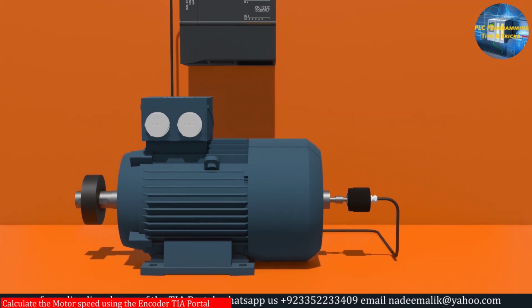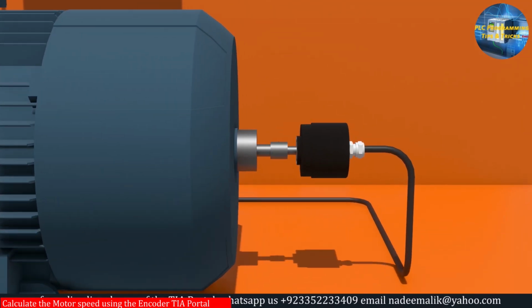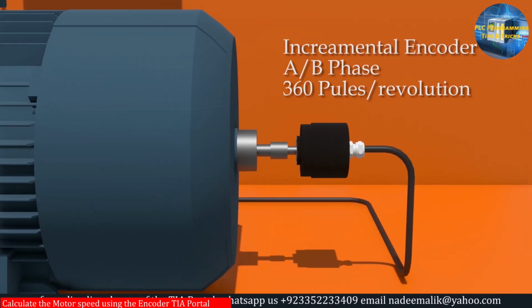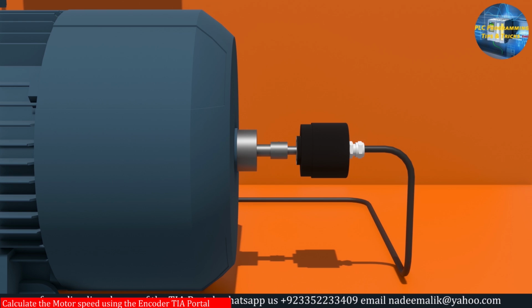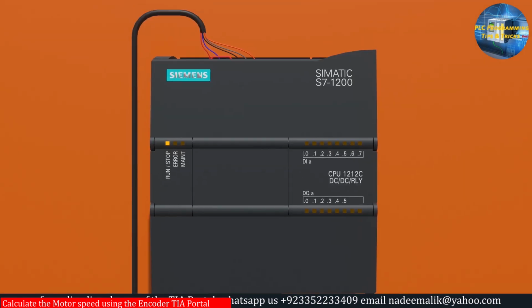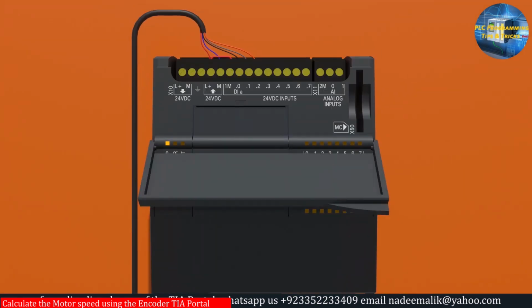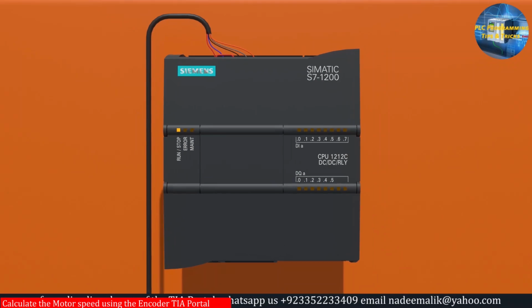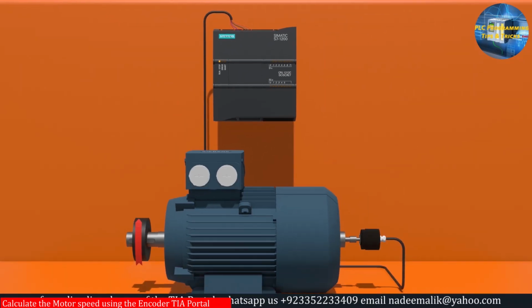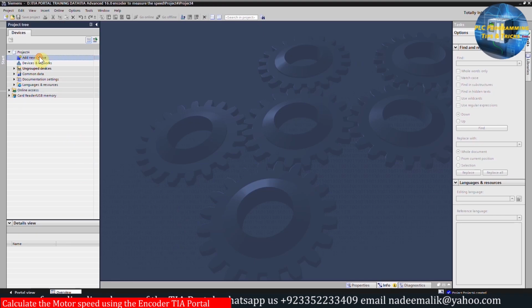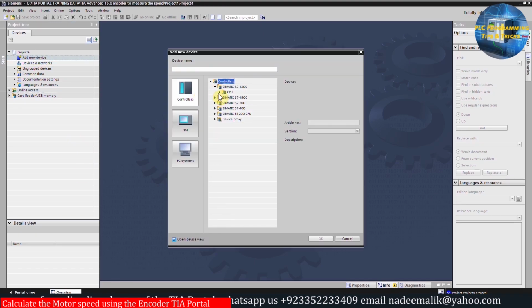We have connected an incremental encoder with 360 pulses per revolution to the back end of the motor shaft. The encoder shaft will rotate as the motor shaft rotates. We have connected the A and B phase output wires of the encoder at the I0.0 and I0.1 inputs of the PLC. If you want to see the detailed video regarding the encoder connection with the S7-1200 PLC, the video link is in the description box.